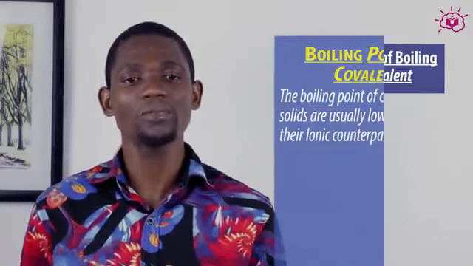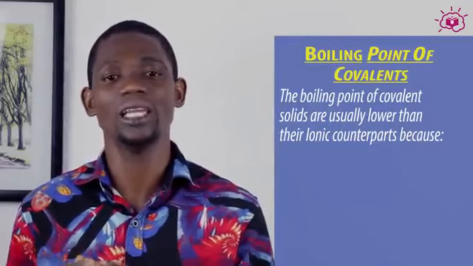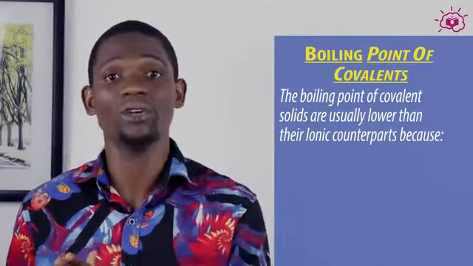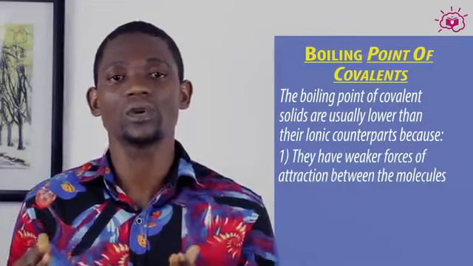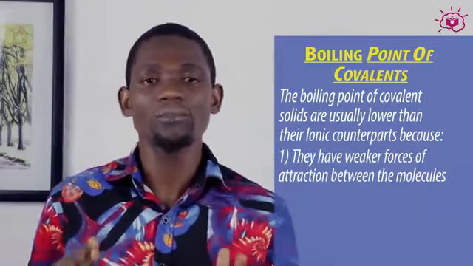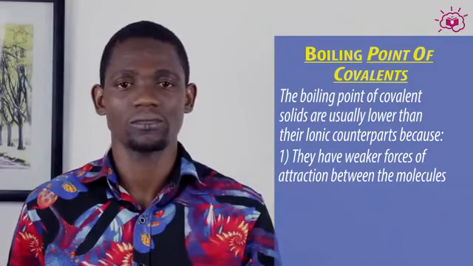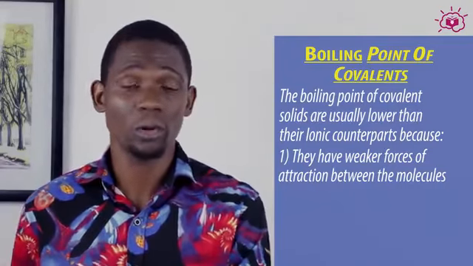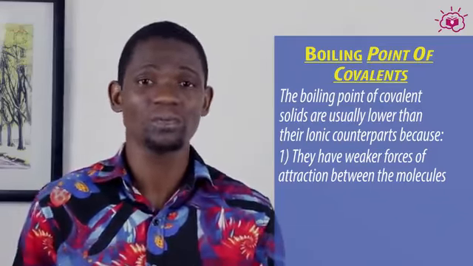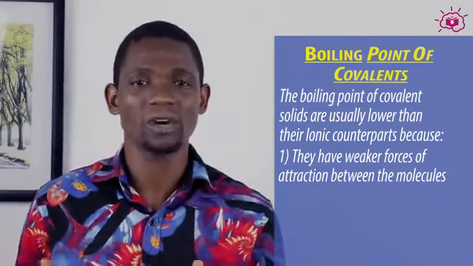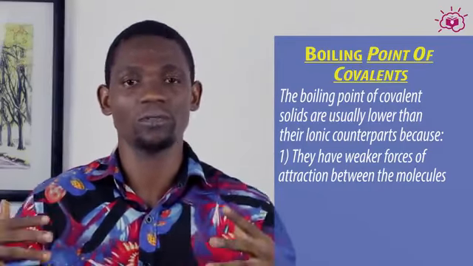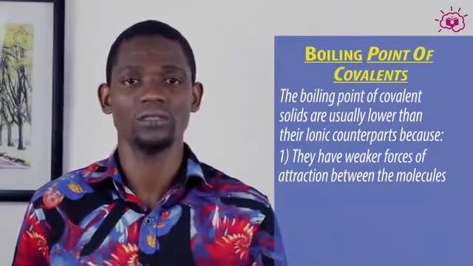Finally, in this session, we are going to be talking about the determination of boiling points of covalent solids. The boiling points of covalent solids are usually lower than those of their ionic counterparts. The reason is not far-fetched. Covalent bonds are of weaker strength than ionic bonds, but the number of covalent bonds can actually play a role in determining the strength of the bonds in a solid.